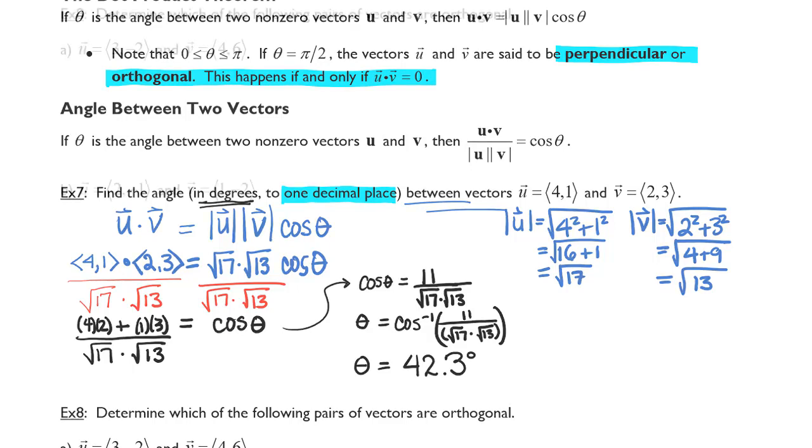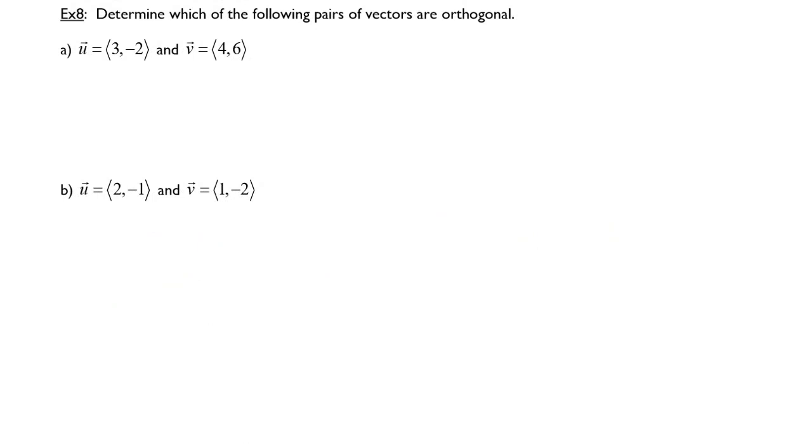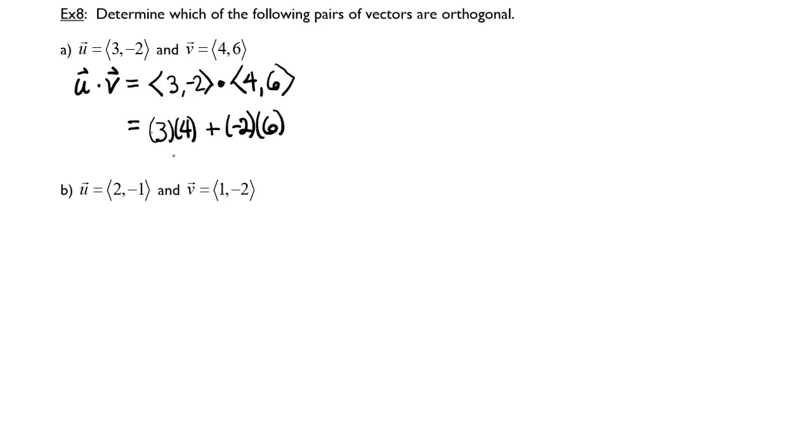Let's take a look at the next example. We need to determine which of the following pairs of vectors are orthogonal. Recall, vectors are orthogonal if they're at right angles to each other and the dot product equals 0. If we take u and dot it with v, that will give me the vectors 3, -2 dotted with 4, 6, which will be equal to 3 times 4 plus -2 times 6. If I multiply 3 times 4, I get 12. And if I multiply -2 times 6, I get -12. This is equal to 0. So u dotted with v equals 0.